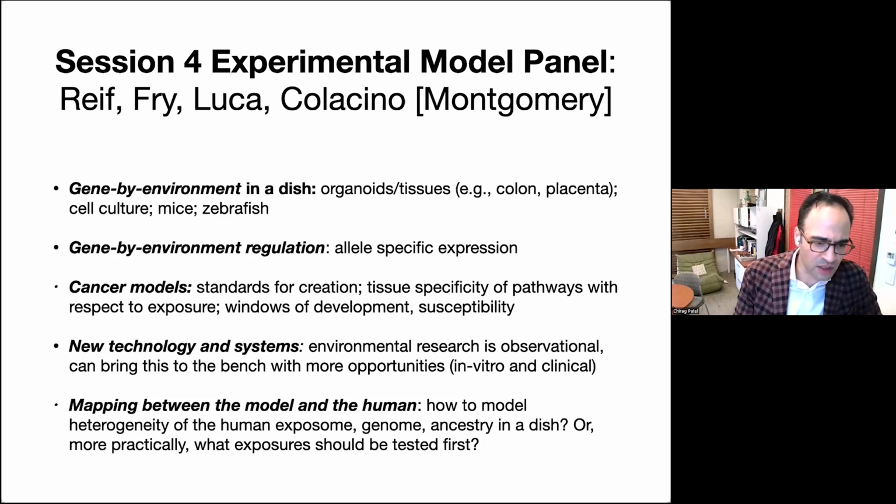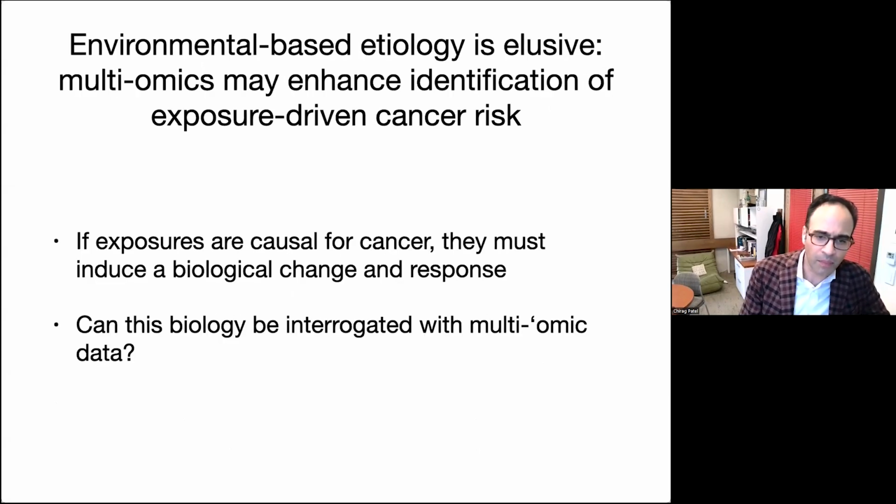New technology and systems was a major theme in this. Most environmental research is observational, and bringing this to the bench would bring us to causality potentially. And I think a major theme was mapping between the model and the human. So how do we model heterogeneity of the human exposome, genome, experience, ancestry in a dish, or more practically, what exposure should we be pressure testing first?